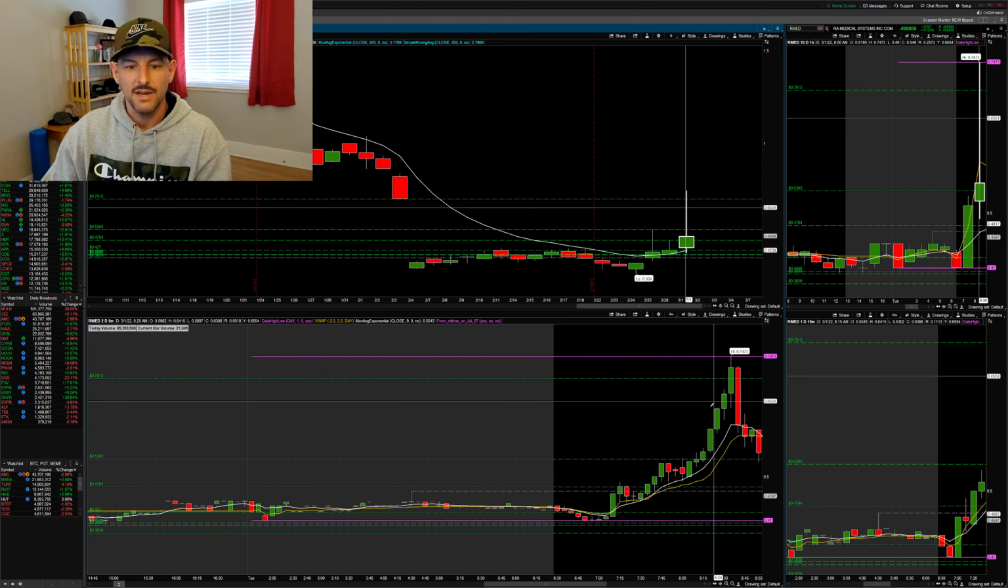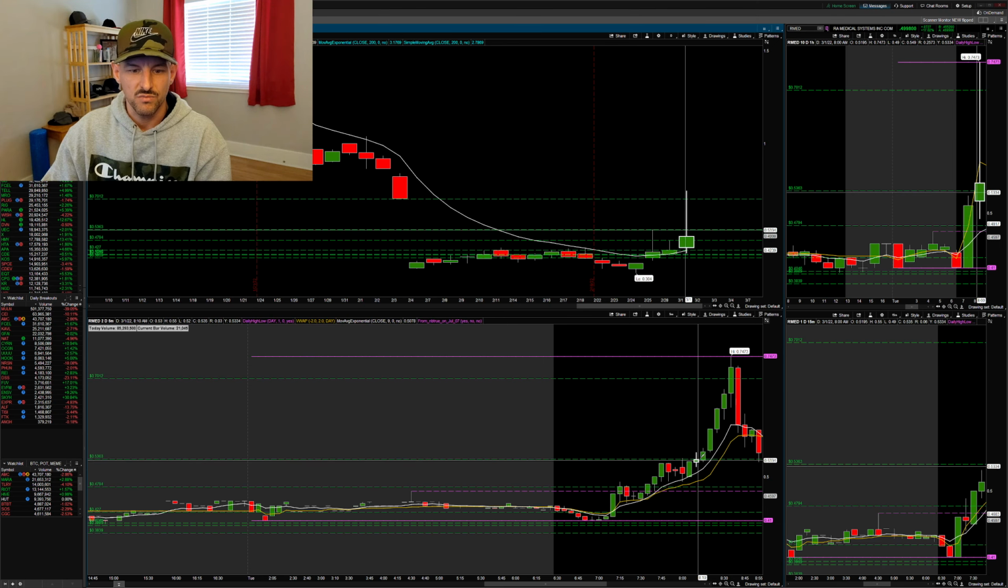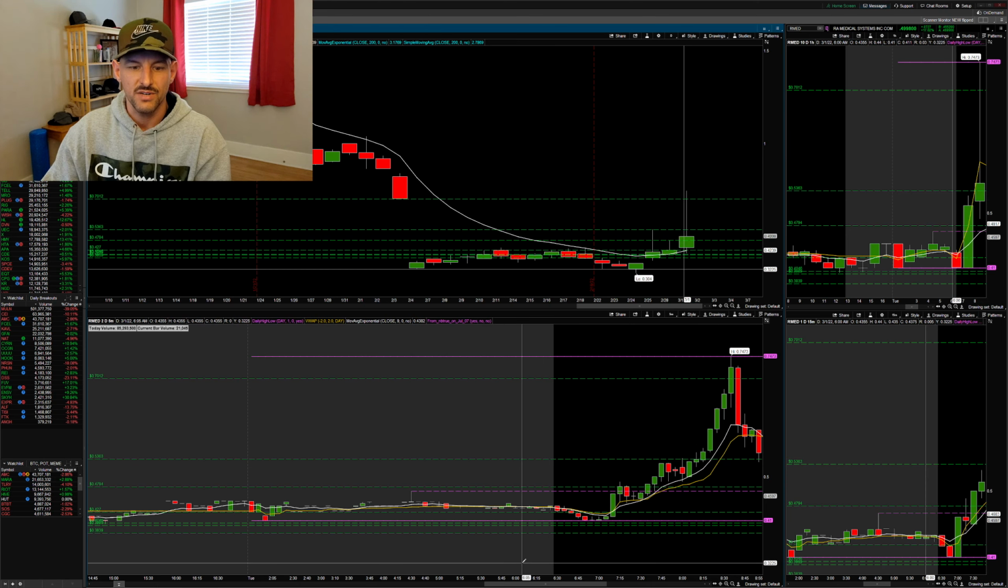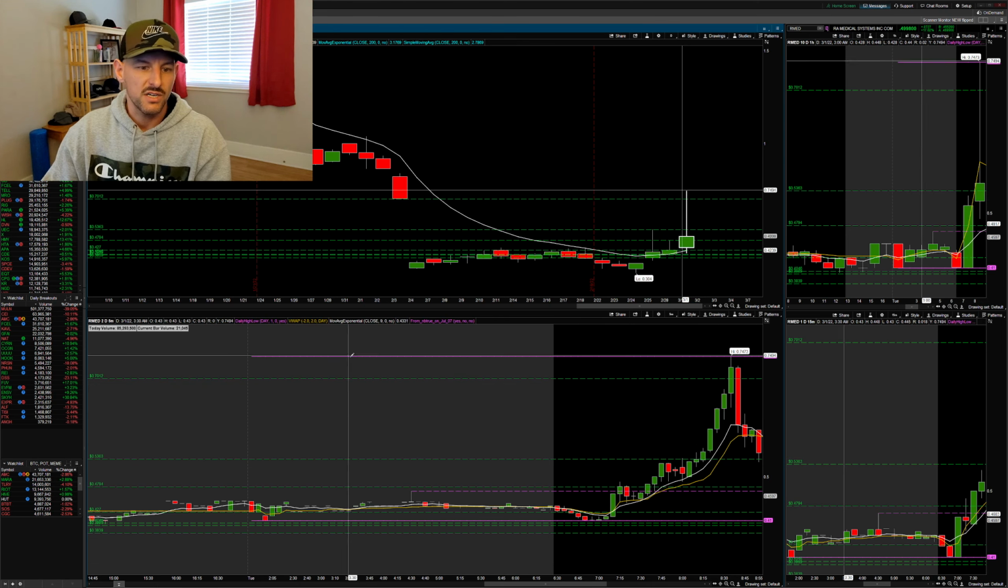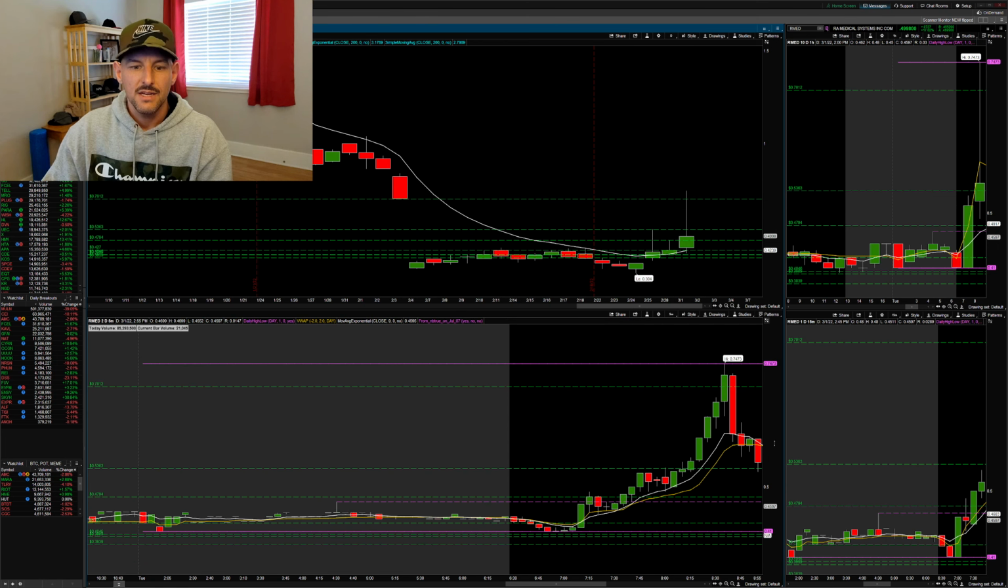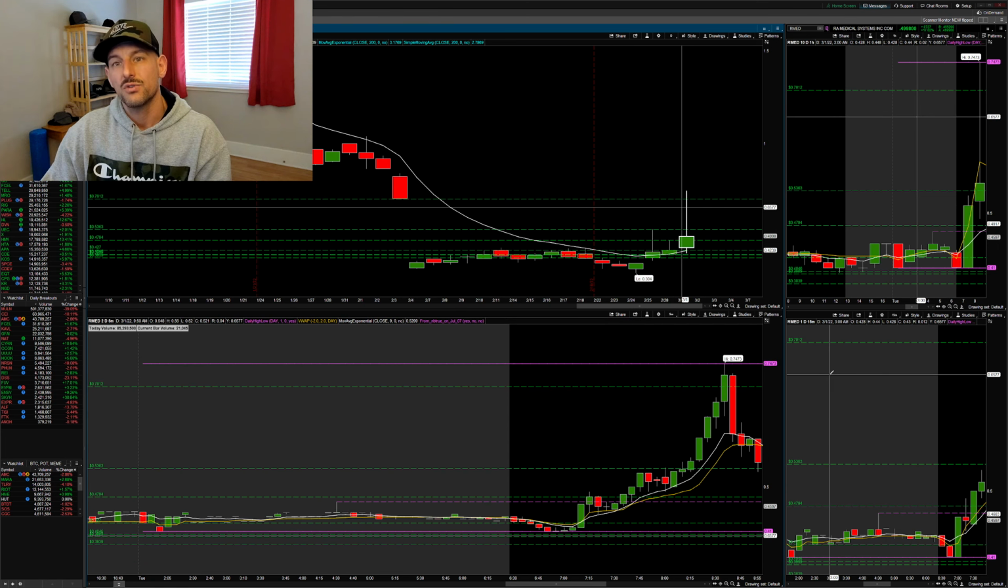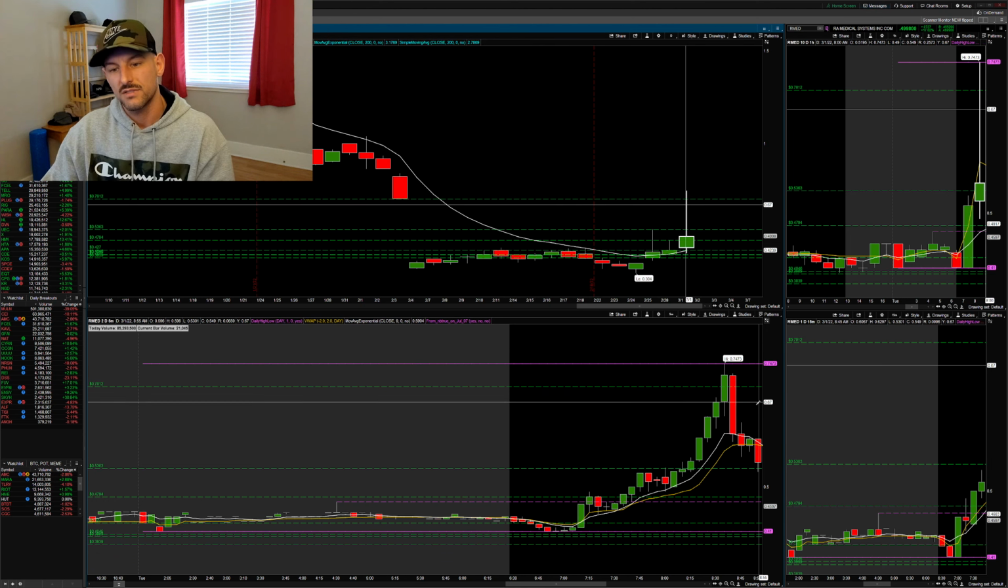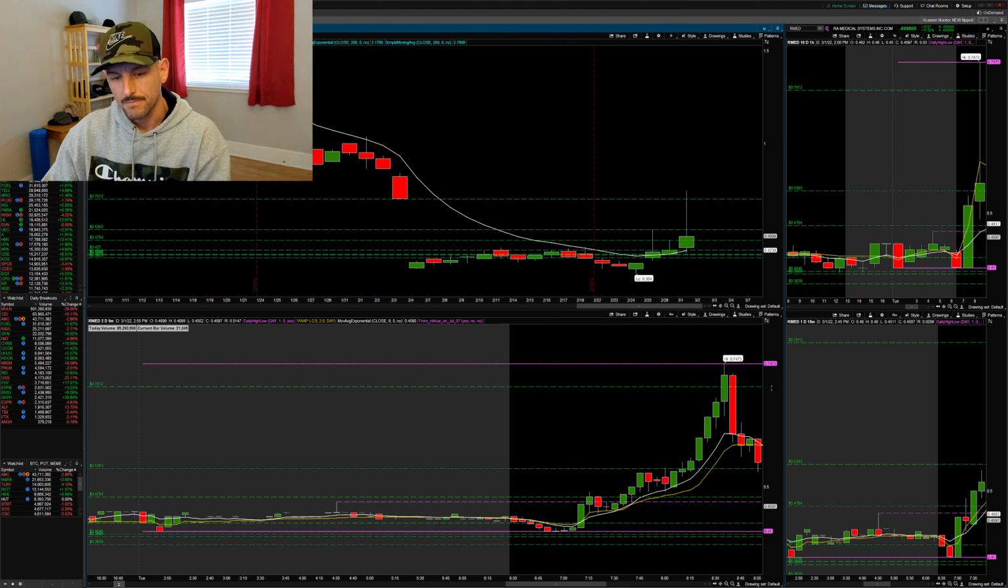Not even a pullback in this area. You can see on the 5-minute chart, it's just 1, 2, 3, 4, 5, 7 green candles just right to our target. And this is exactly what we like to see. Today was a really good day for action. We had a short signal and then 2 long signals. This is one we missed, unfortunately.